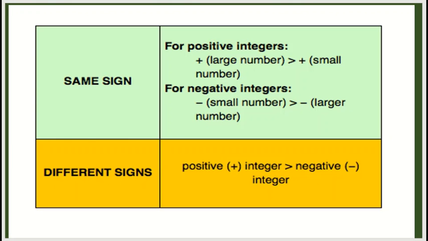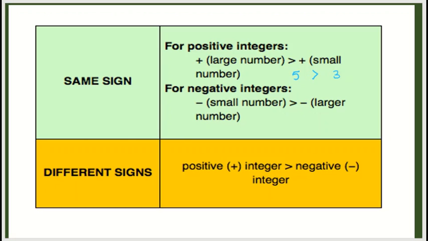Now let us revise the concept we learned. To compare two integers having the same sign: first, for both positive integers, the larger number is greater than the smaller number. Positive larger number is greater than positive smaller number. For example, 5 is a positive number as well as 3. Since 5 is greater than 3, plus 5 will be greater than plus 3.